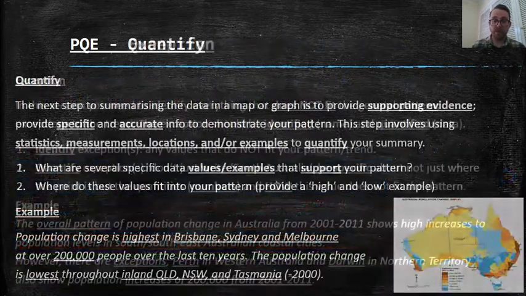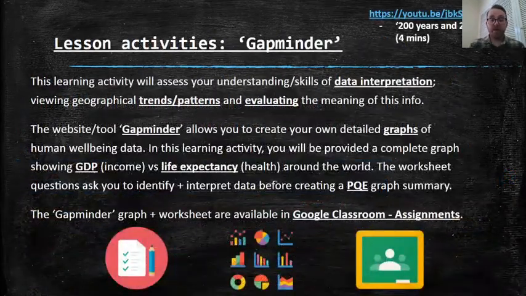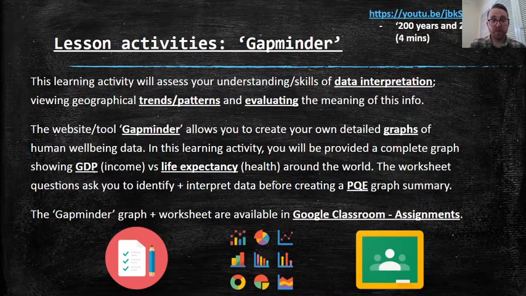So what I'd like you to do now, practice what we preach. So this learning activity will assess your understanding and skills of data interpretation. So you're looking at some geographical information, some trends, some patterns, and evaluating the meaning of this information. There's a cool little website that we'll use later on in the term called Gapminder, and it basically allows you to create your very own detailed graphs of any sort of data. So it measures education, literacy, income, disease, everything.